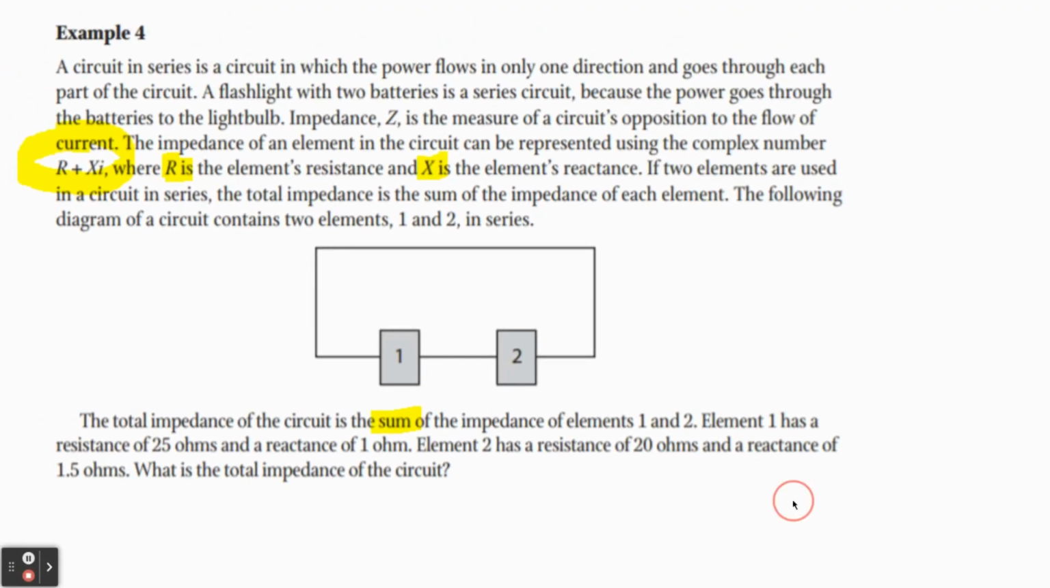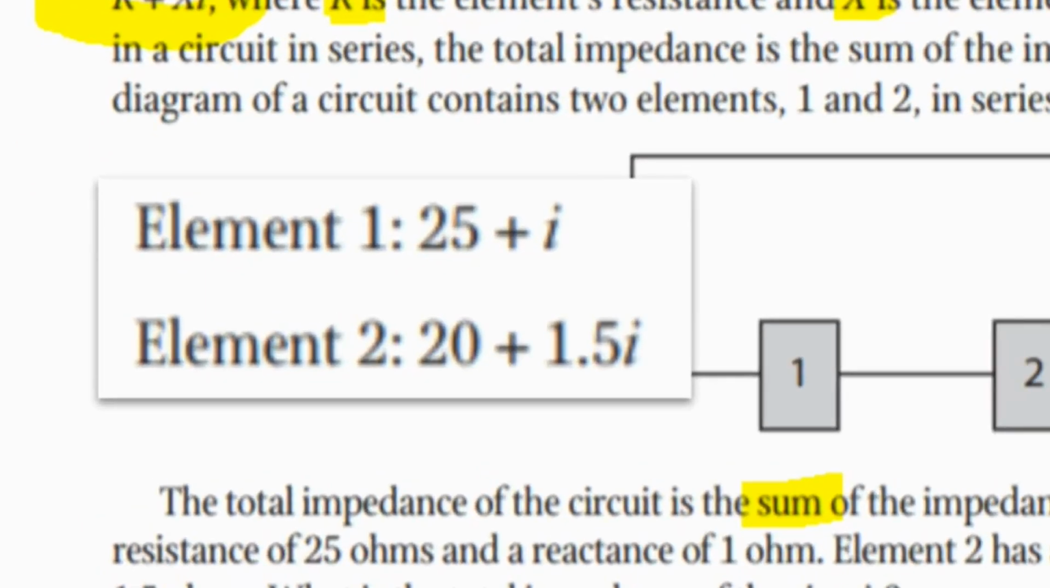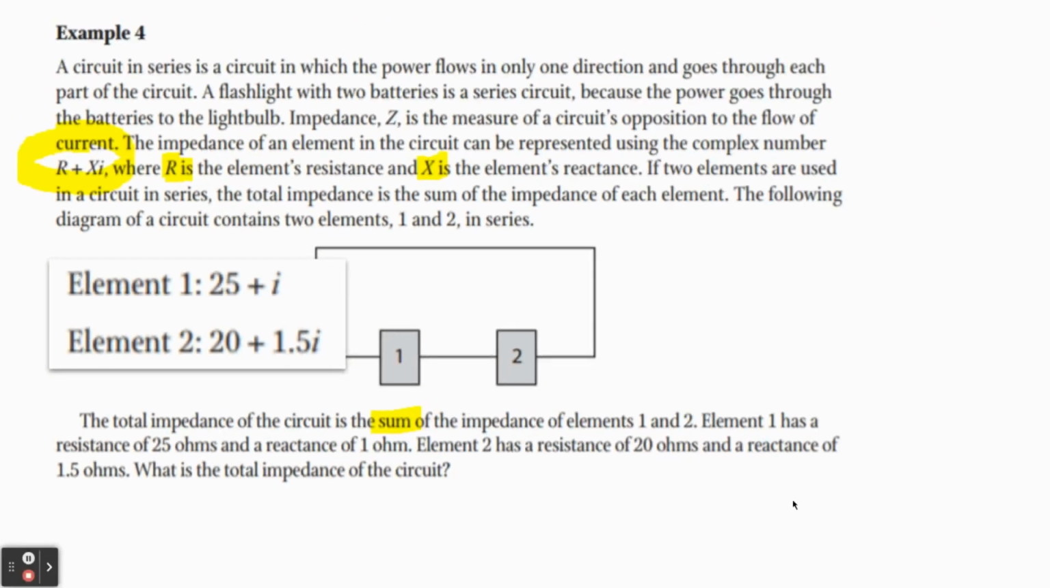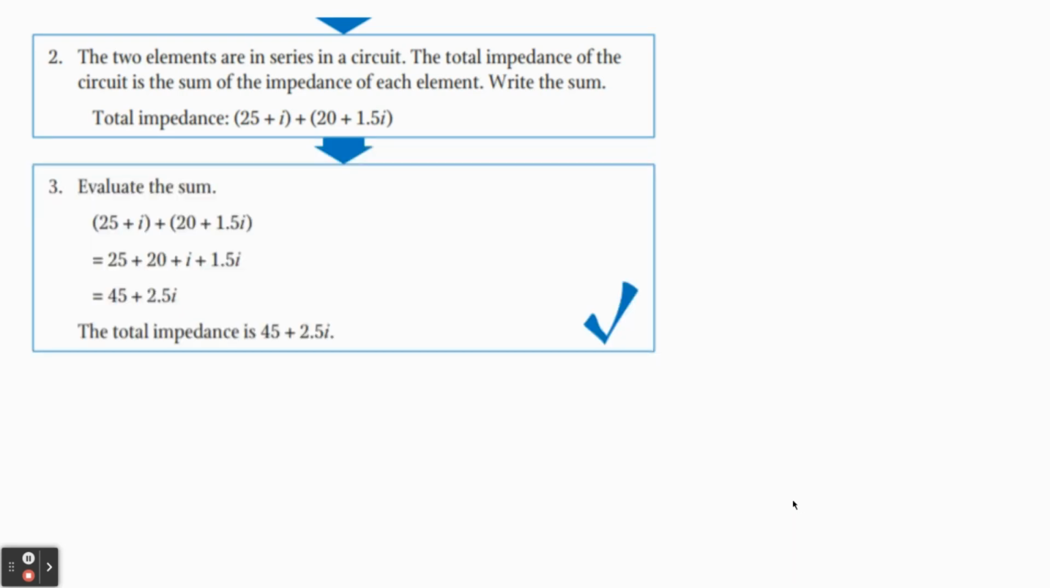So that means, written as complex numbers, element 1 is going to be 25 plus i. Element 2 will be 20 plus 1.5i. Of course, the total impedance means we're going to be finding the sum. So let's add those two complex numbers together. So the total impedance will be 25 plus i plus 20 plus 1.5i. Combine the real parts, you're going to get 45. Combine the imaginary parts, you get 2.5i.